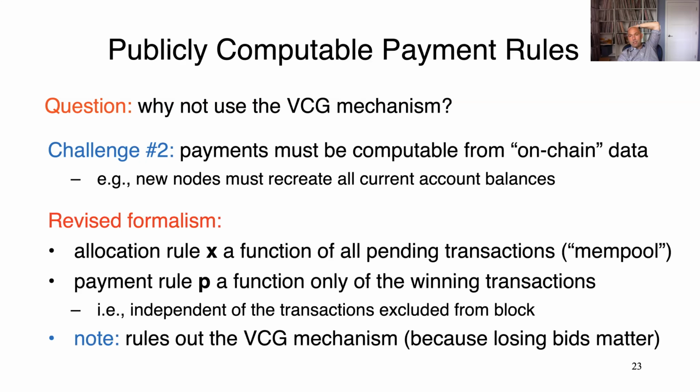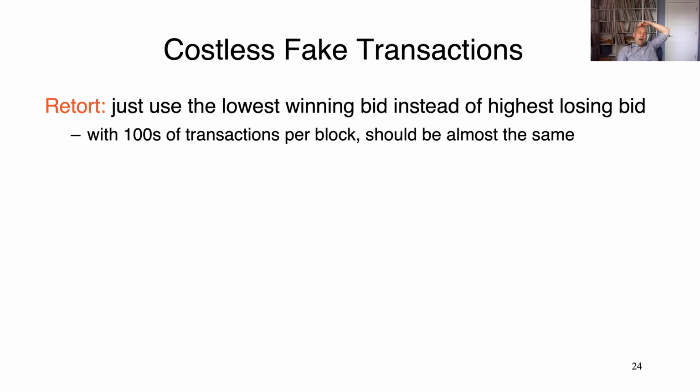Okay, so what that means is we've got to revise our formalism from the traditional formalism a little bit. The allocation rule, that's really the miner scanning the whole mempool, so that really depends on all the transactions in the mempool. But the payment rule needs to be recomputable later by future nodes. So the payment rule should depend only on the winners. The included transactions of a block need to be independent of the excluded transactions, which already technically rules out running the VCG mechanism. In the VCG mechanism, the losing bids are crucial for computing the correct payments.